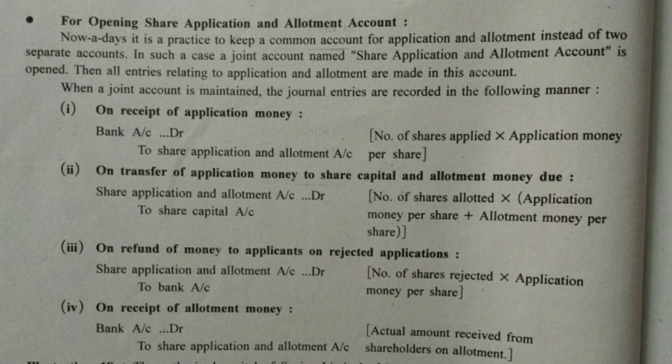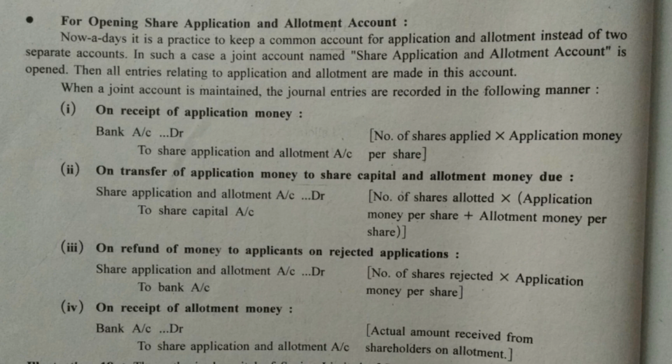So the first journal entry says, on receipt of application money: bank account debit to share application and allotment account, number of shares applied into application money per share. There is nothing new in this except for the addition of the word allotment. What is the usual journal entry? Just try to recall. It is bank account debit to equity share application account. But here the joint account is maintained, and hence instead of just writing equity share application, we are writing it as share application and allotment account. Nothing else.